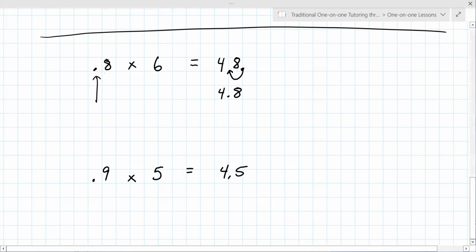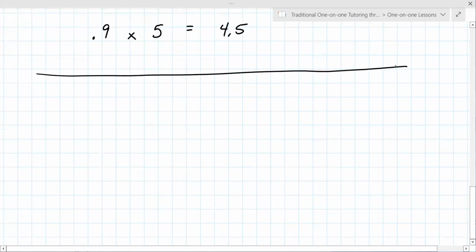Now, what does not matter is the order. Let's say I ask you to do 6 times 0.7. You're still going to do 6 times 7. Can you tell me what that is? 6 times 7, 42. And because of this one, you move the decimal back one time. So it becomes 4.2. Okay. So it doesn't matter if they're switched. See how the decimal is in the first one, the decimal is in the second one.